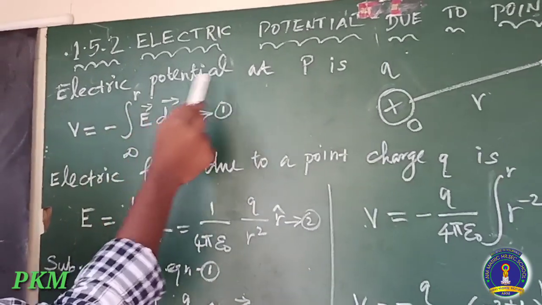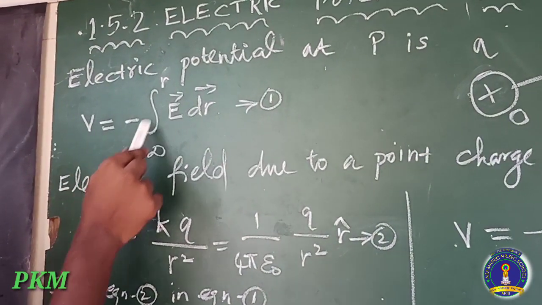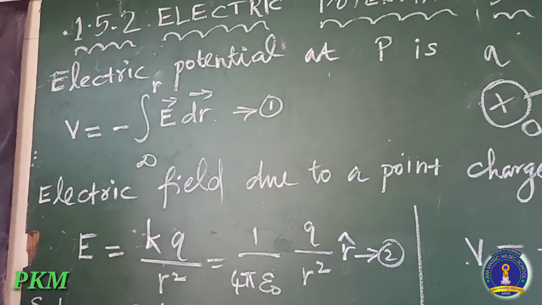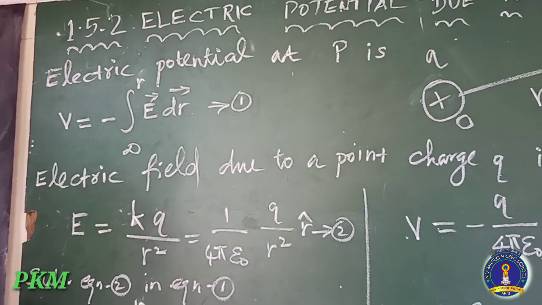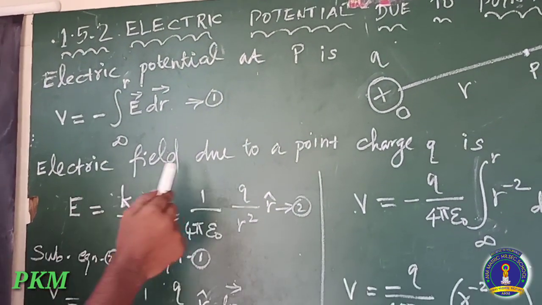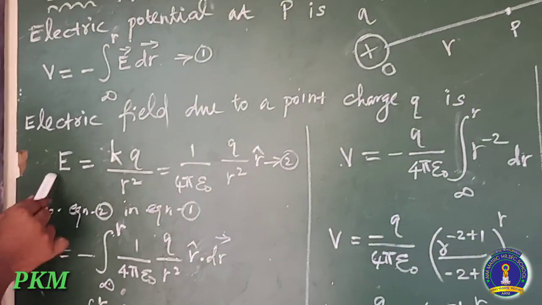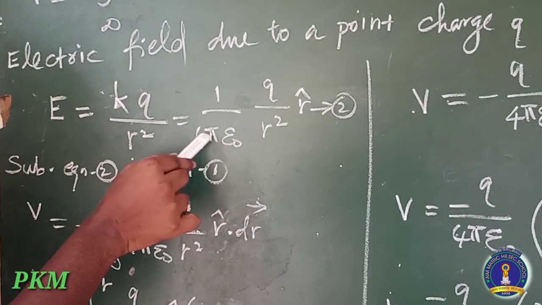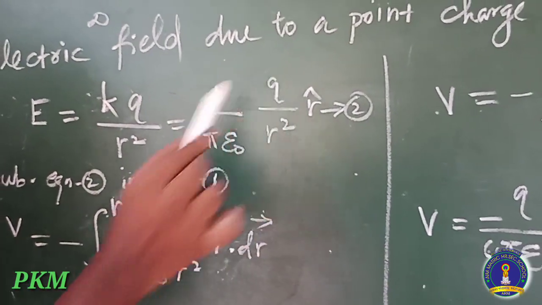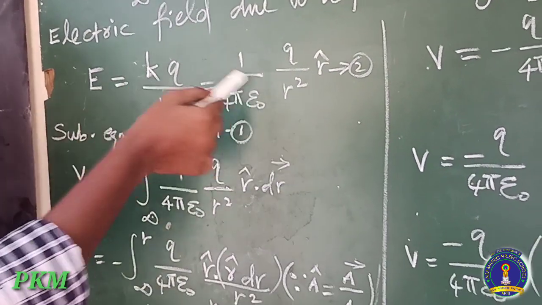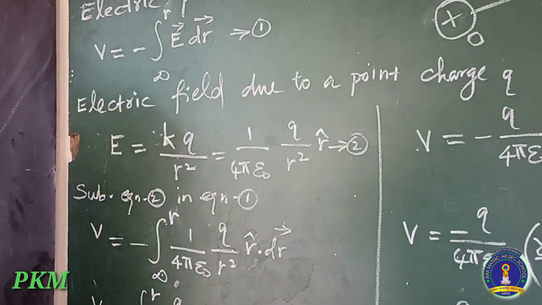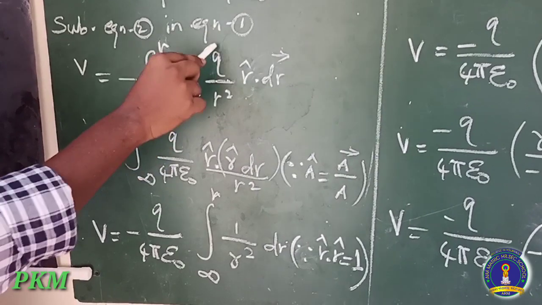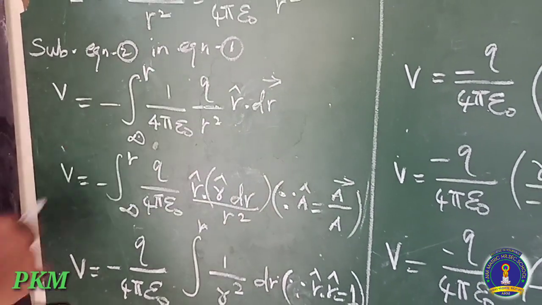You already know the expression for electric potential at point P. That means the electric potential at P is V equals minus integral from infinity to r of E vector dot dr vector. And you already know the expression for the electric field due to a point charge at point O, which is k q divided by r square, where k is 1 by 4 pi epsilon naught, so E equals 1 by 4 pi epsilon naught q by r square r cap. Substituting this in equation 1, V equals minus integral from infinity to r of 1 by 4 pi epsilon naught q by r square r cap dot dr vector.